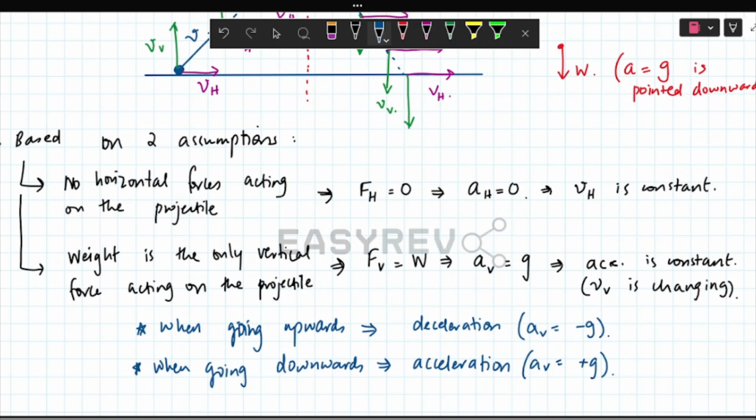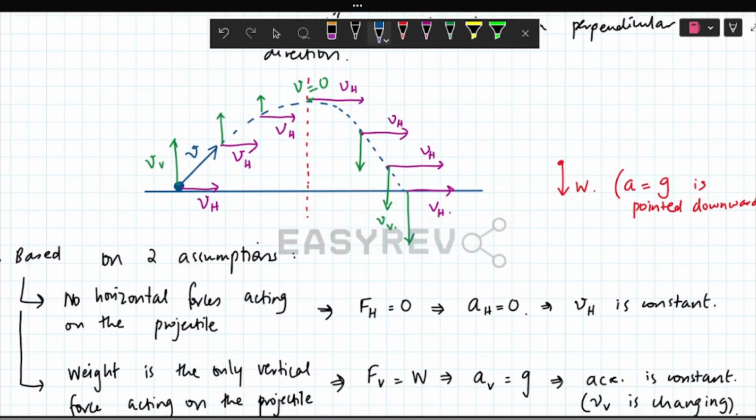And so we have sufficiently understood how the horizontal and the vertical components each are being influenced due to one force or the other throughout this projectile motion.